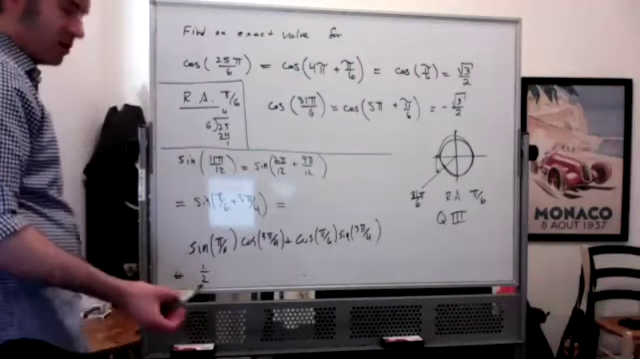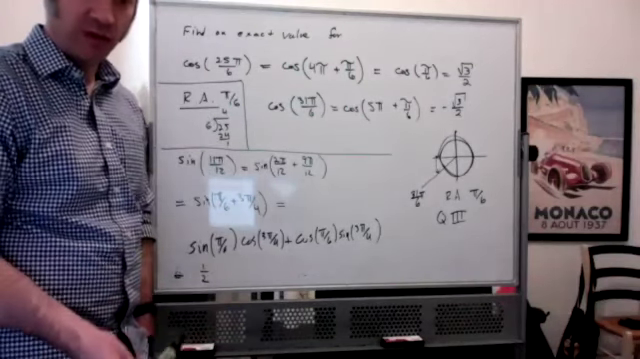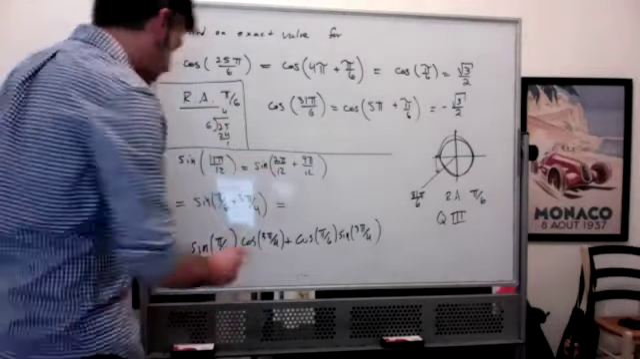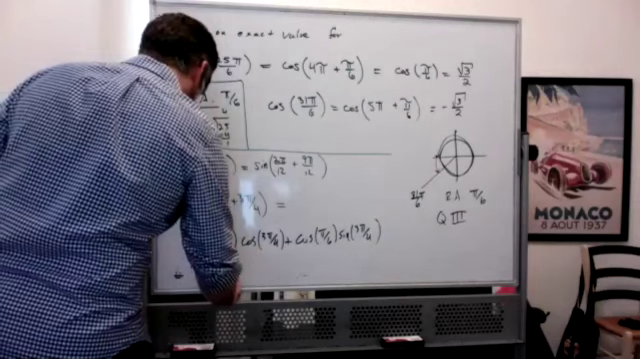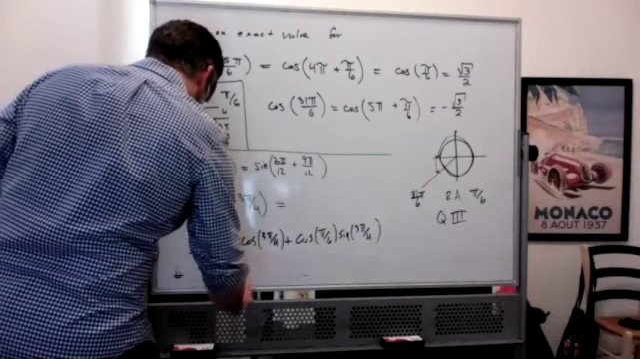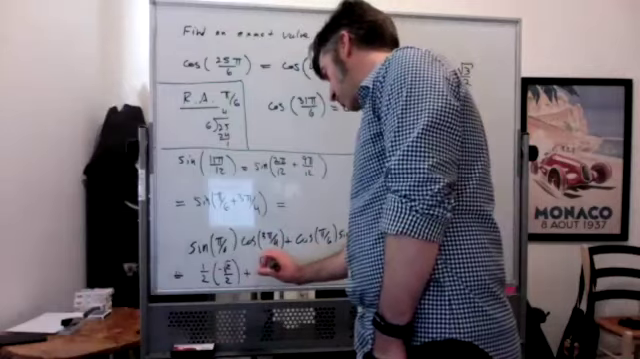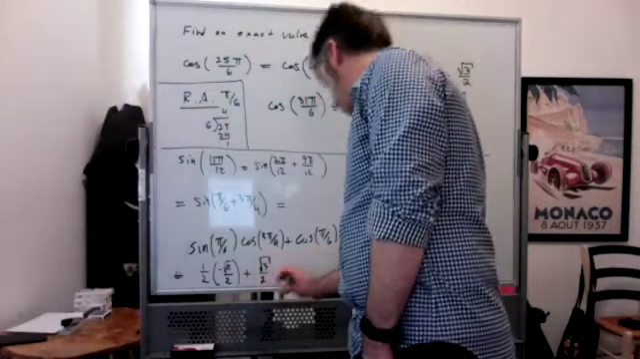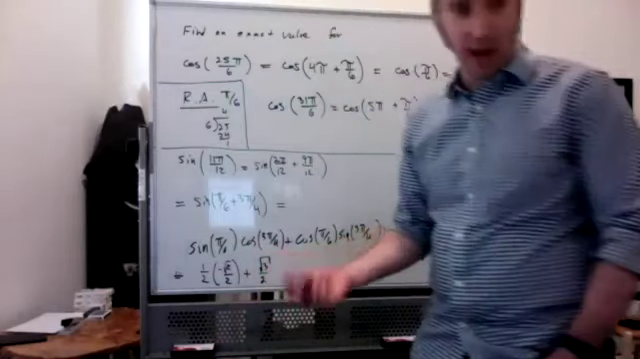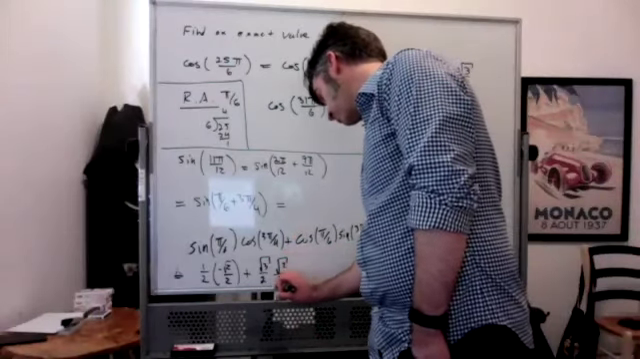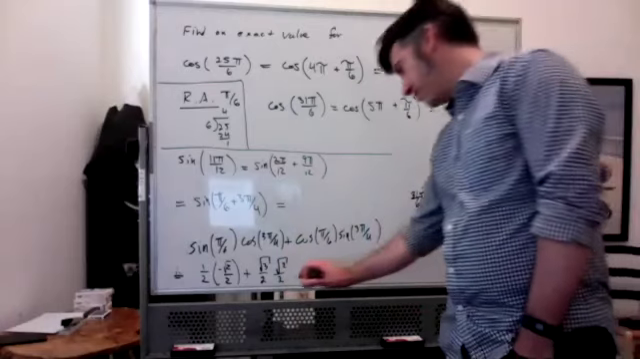Cosine of 3 pi over 4. So cosine of pi over 4 is root 2 over 2. 3 pi over 4 is in quadrant 2, where cosine is negative. That's going to be negative root 2 over 2. Plus cosine of pi over 6 is the square root of 3 over 2. Sine of 3 pi over 4 is positive root 2 over 2, because we're in quadrant 2. Okay, and then we're going to simplify.